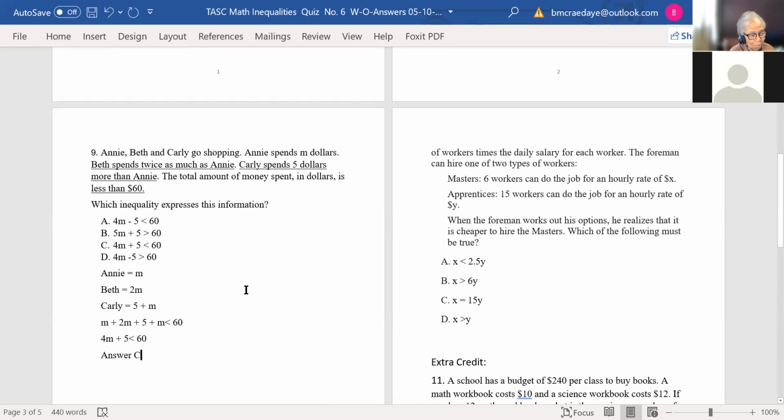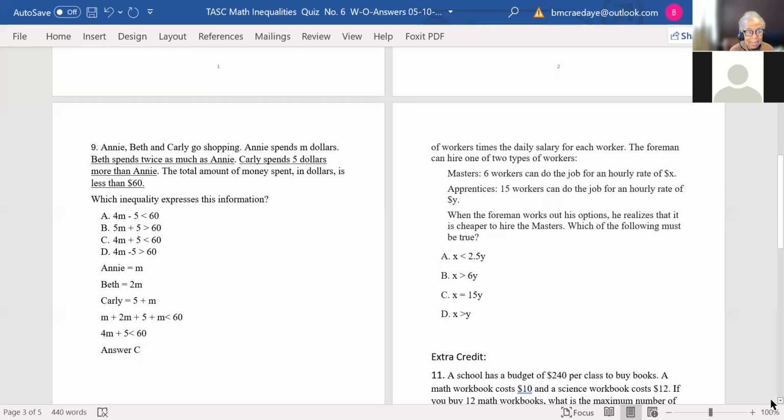Very good, Maureen. You figured it out. Because you spend 5 more, it has to be an add, it can't be a subtraction. Excellent. Okay. All right, let's go to number 10.